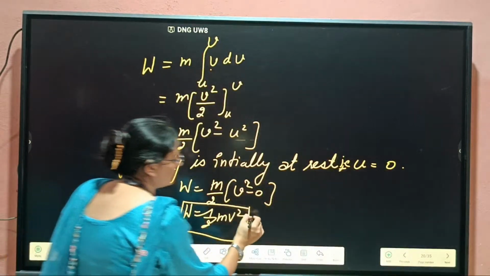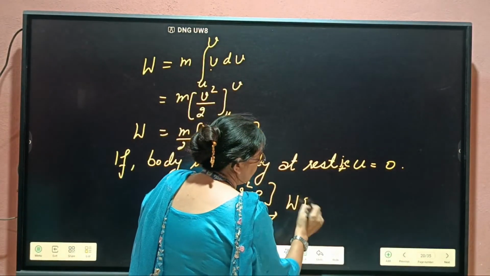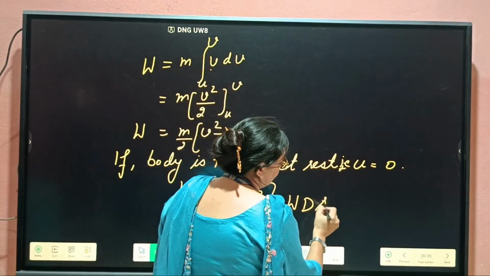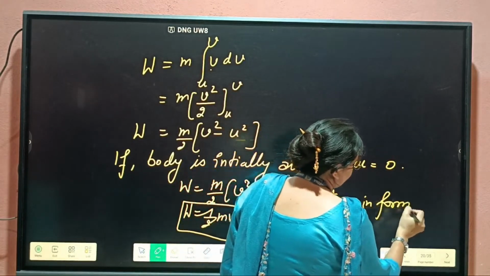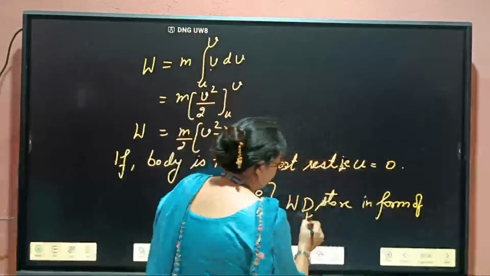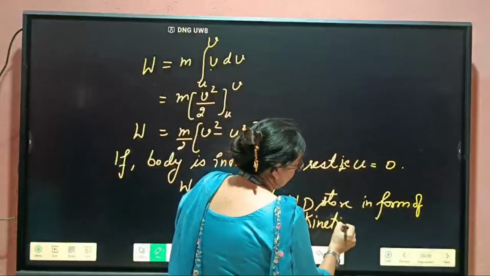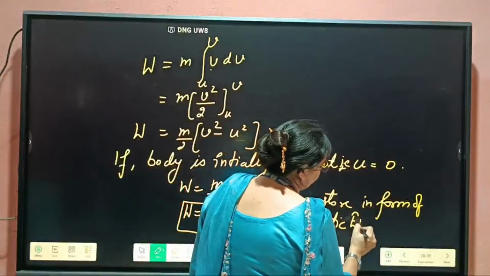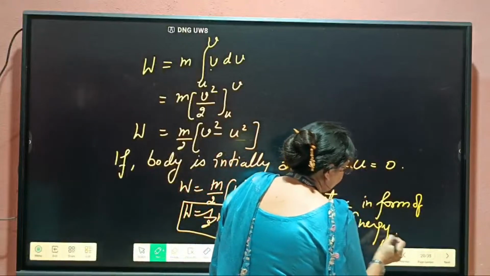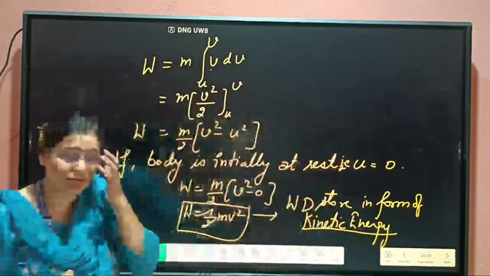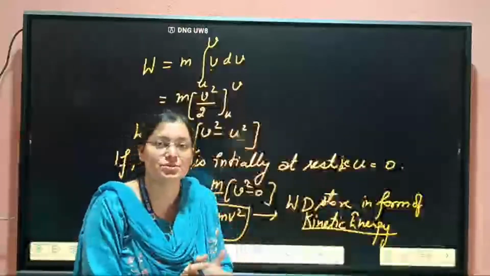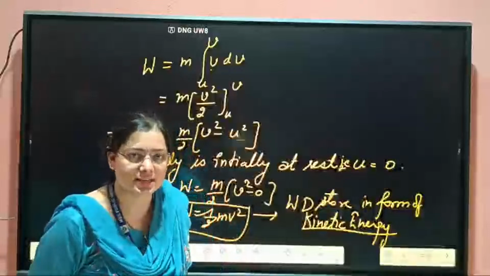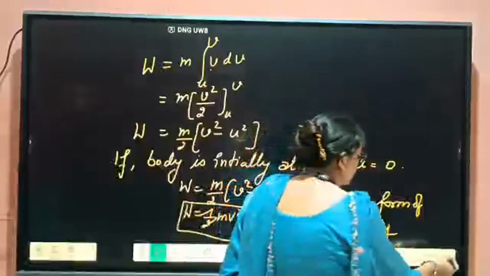So this work done will be stored in the form of kinetic energy. Work done is stored in the form of kinetic energy due to the motion of any object. So this one is our calculus method to solve for the kinetic energy, how we can solve it using instantaneous velocity and instantaneous acceleration. Now see our next one.